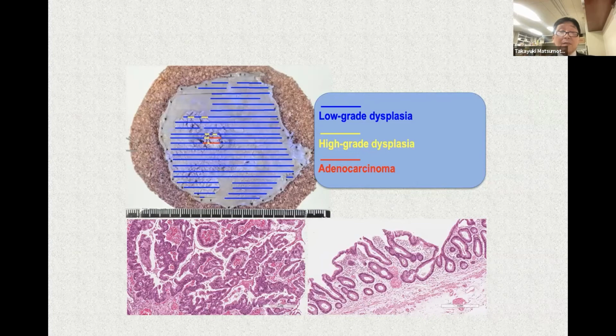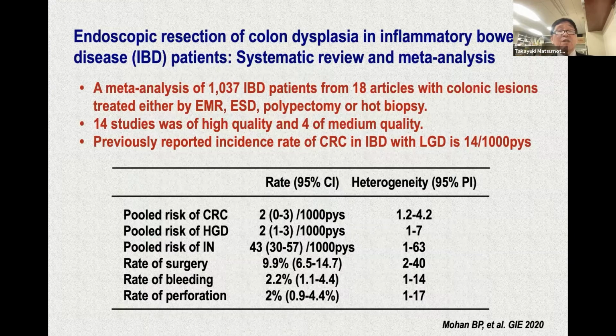However, there has been sparse information as to the feasibility and safety of the endoscopic resection of colonic dysplasia in inflammatory bowel disease. This slide summarizes a meta-analysis which has been recently published. In this meta-analysis, the authors calculated the pooled risk of CRC in patients who once had endoscopic mucosal resection or ESD. The pooled risk of CRC was calculated to be 2 out of 1,000 patient years.